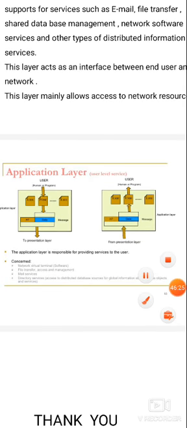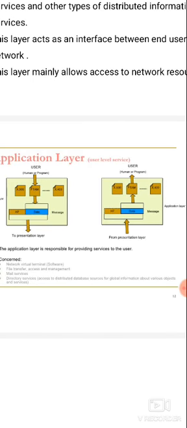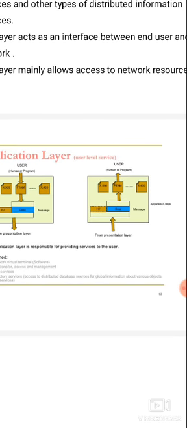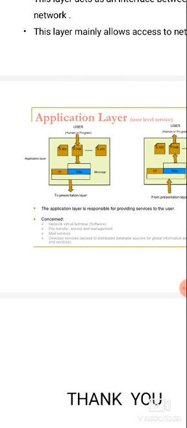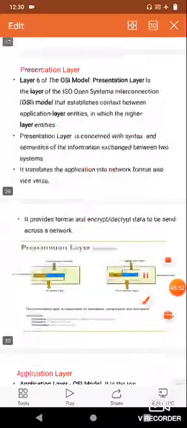The application layer is responsible for providing services to the user, such as network virtual terminal, which is nothing but software, file transfer access management, and mail services, where it transfers information in the form of mail. Directory services is nothing but access to distributed database sources and global information about various objects and services. This is all about the 7 layers in the OSI architecture.